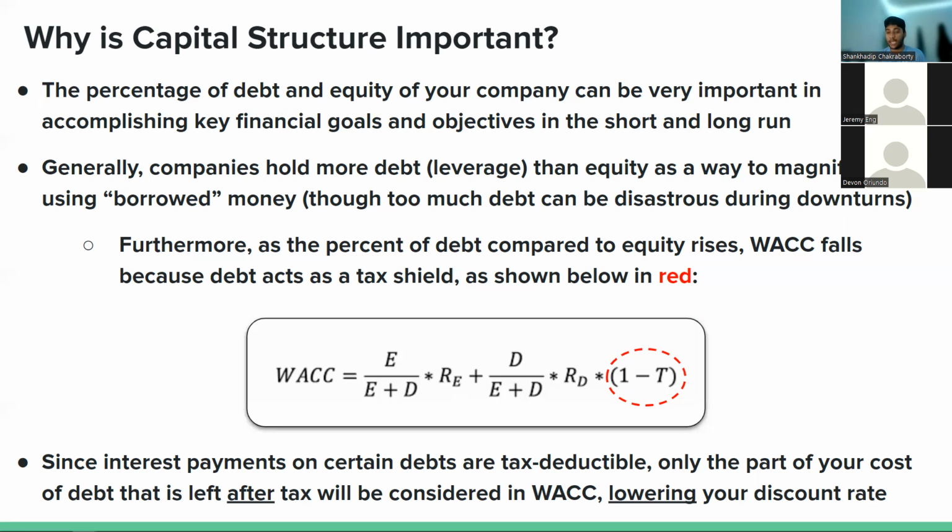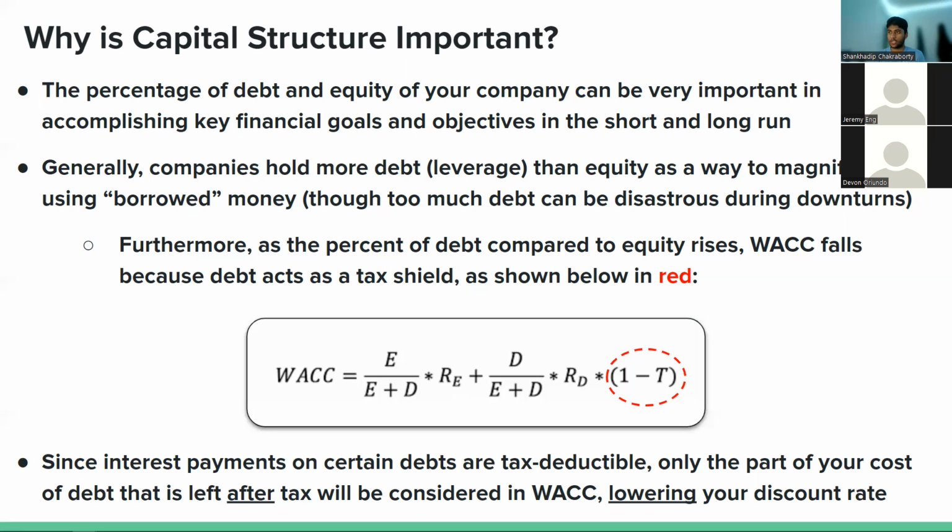Why it does this is because interest payments, the numerator on return on debt, on certain debts are tax deductible, which means you don't have to pay taxes on them. So only part of your cost of debt is left after tax. Sorry, only the part of your cost of debt that is left after tax will be considered in WACC. So you only have to pay returns on what is left after taxes in order for it to be considered in your WACC.